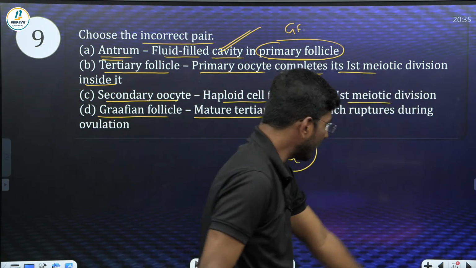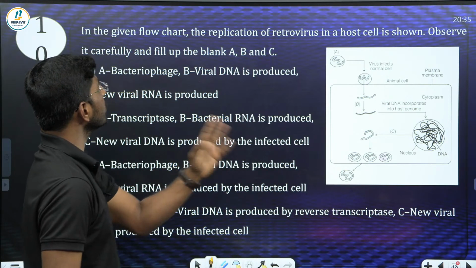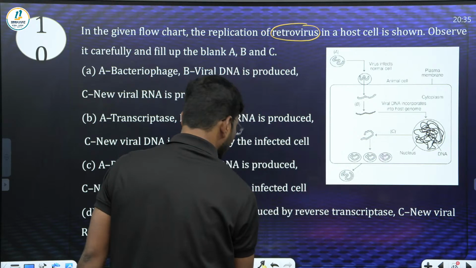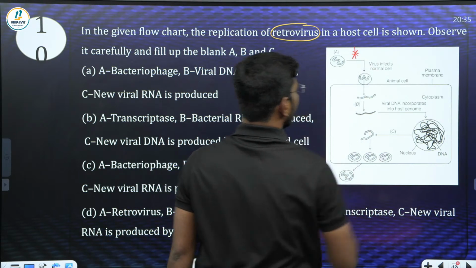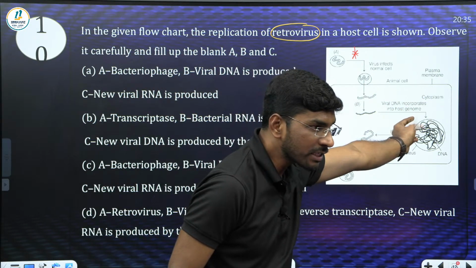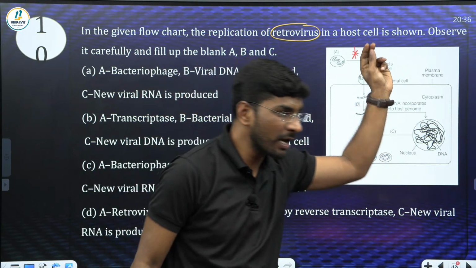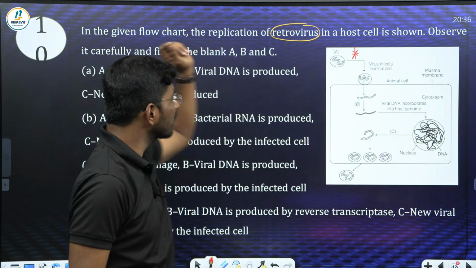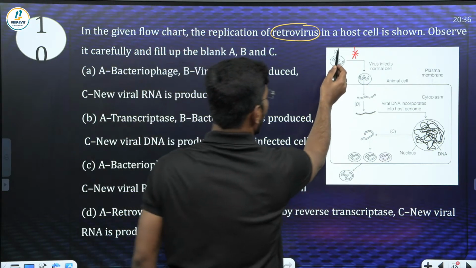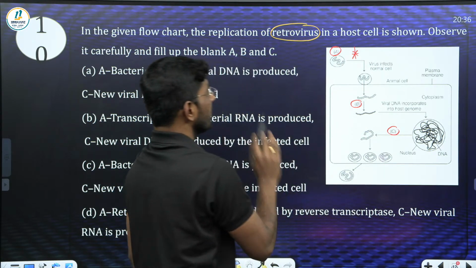What about this one? Can any one of you answer this? The given flow chart shows replication of retrovirus. This diagram, I was talking about this diagram. Very important diagram. Any one of you answer? Sanjay. Good, very good. Ayan, what is the correct answer? Reem, Husna, Naina, Nayan, Ridya, can you try this one? In the given flow chart, replication of retrovirus is given. A, B, C are given.